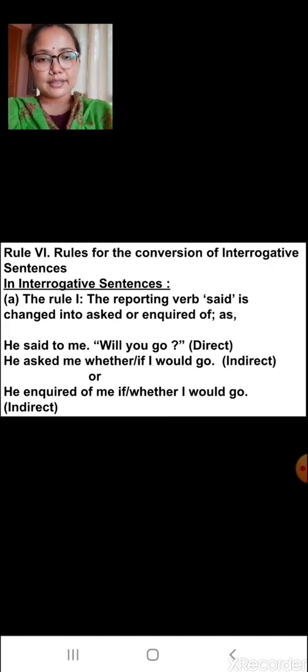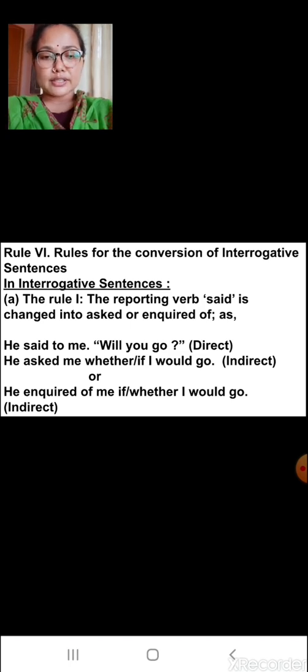Rule number 6. Rules for the conversion of interrogative sentences. In interrogative sentences, the first rule is the reporting verb said is changed into asked or inquired of. For example, he said to me, "Will you go?" Now, if you change this into indirect speech, this interrogative sentence will be, he asked me whether or if I would go.